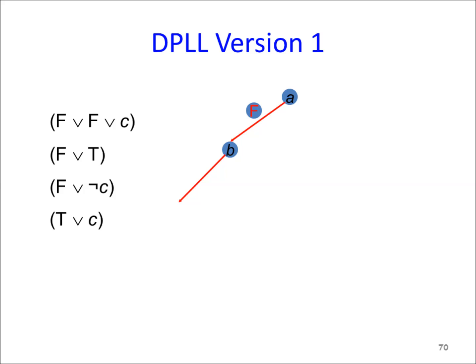If I have a clause with only one literal remaining, and everything else is false, I need to set that literal to be true. If the clause is C, then I have to set C to be true. If the clause is not C, I have to set C to be false. Yes? Your first and third clauses are contradictory. At this point, yeah. So we would have to realize it at some point, maybe right here.